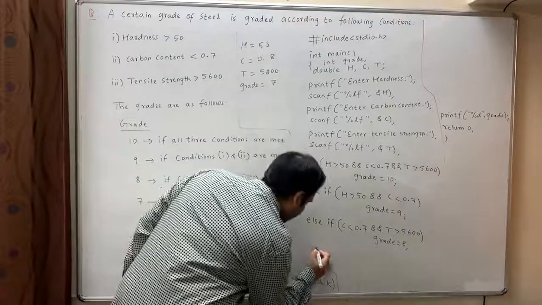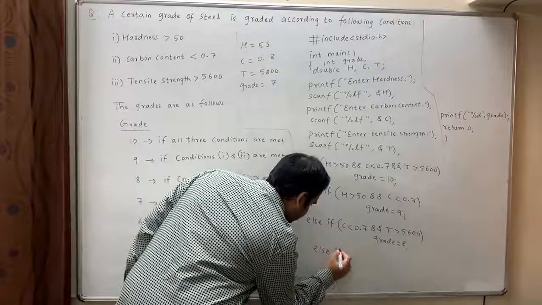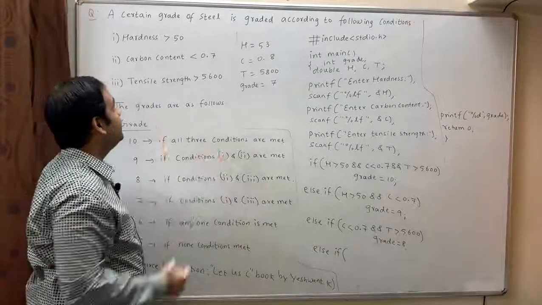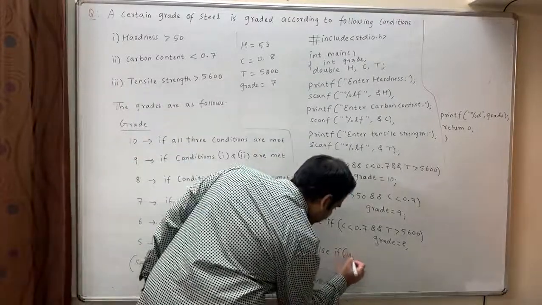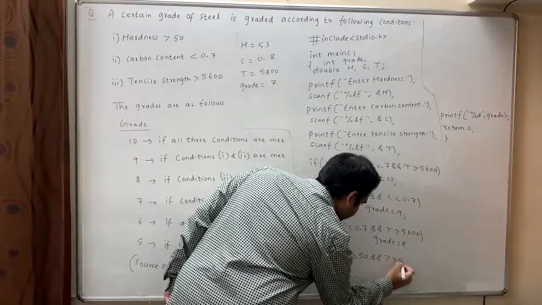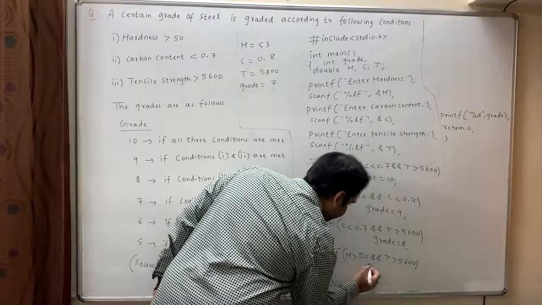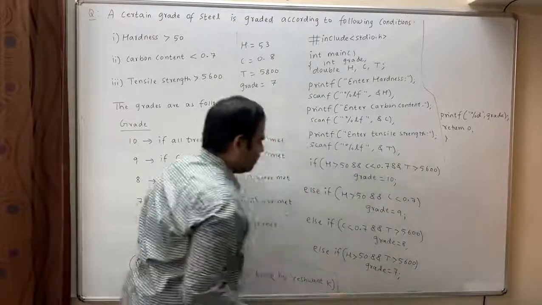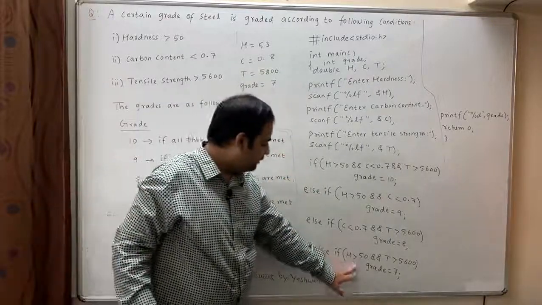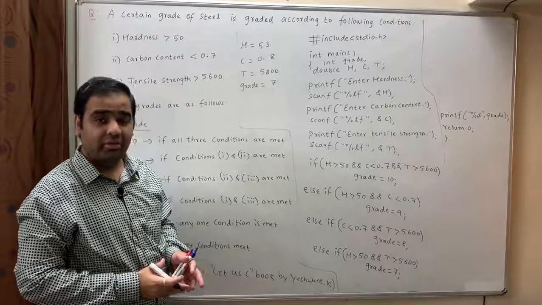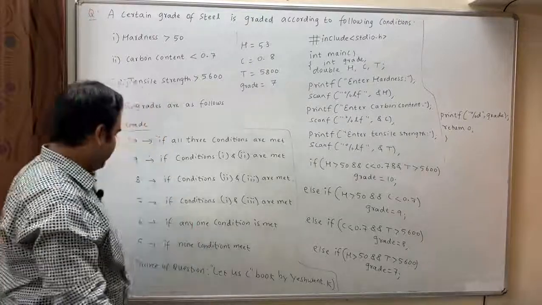Therefore, we write the next condition, and what should be the next condition? The next condition is condition 1 and 3 are met. That means hardness should be greater than 50 and tensile strength should be greater than 5600. Then what do we say? We say grade is equal to 7. Now check here. 53 greater than 50 is true, 5800 greater than 5600 is true, and it says grade is 7. Now let's see the next condition.